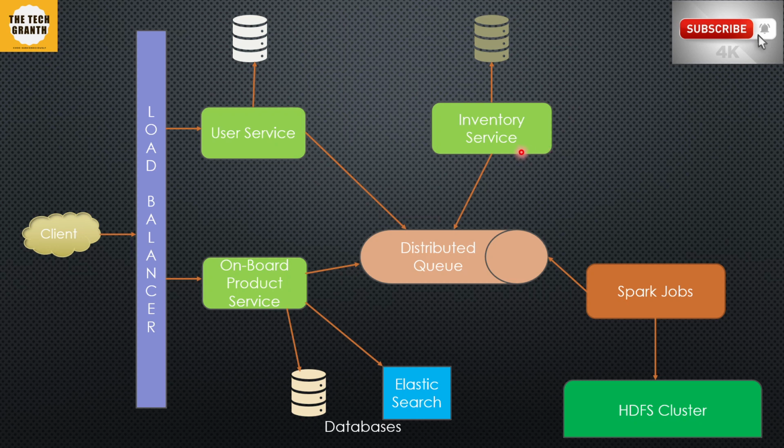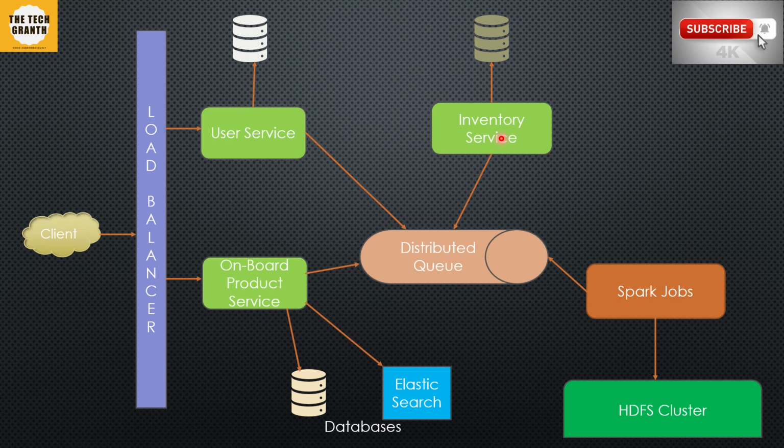So what inventory service will do is it will listen to this distributed queue. As and when a new product has been onboarded, it will listen to that particular event, and it will pick up the details that have been sent by this product service, and those details need to be updated in the inventory database.